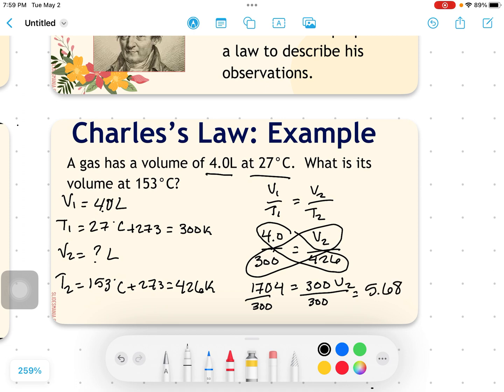Okay? Now I need to look at my sig figs. 4.0 is 2 sig figs. 27 is 2 sig figs. 153 degrees Celsius is 3 sig figs. We always go to the lowest amount. So I'm going to go to 2 sig figs. I go 1, 2. I look behind. It's an 8. So that means I'm going to round up my final answer to be 5.7. And we said that our final answer needs to be in liters. So that means my final unit will be in liters.